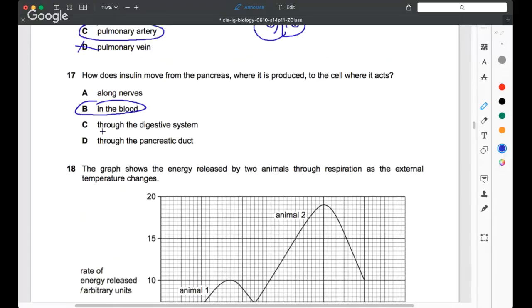Through the digestive system, if you tried to move something into the digestive system, it would just go out into your poo. So it's not through there. Through the pancreatic duct, again, the pancreatic duct is not the insulin side of the pancreas. It's the other side of the pancreas producing digestive enzymes, which go into the digestive system. So that wouldn't be very useful for affecting the whole body. So it is B, in the blood.